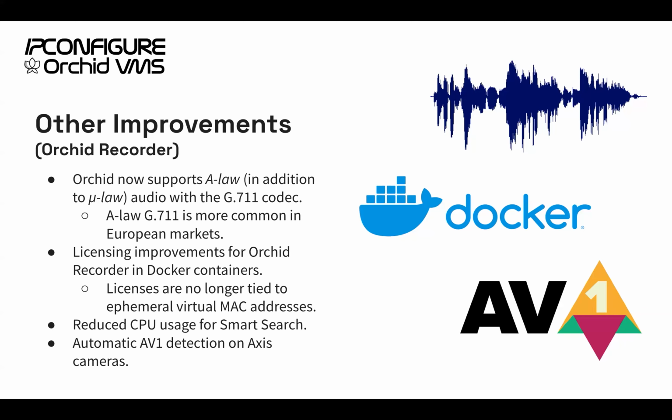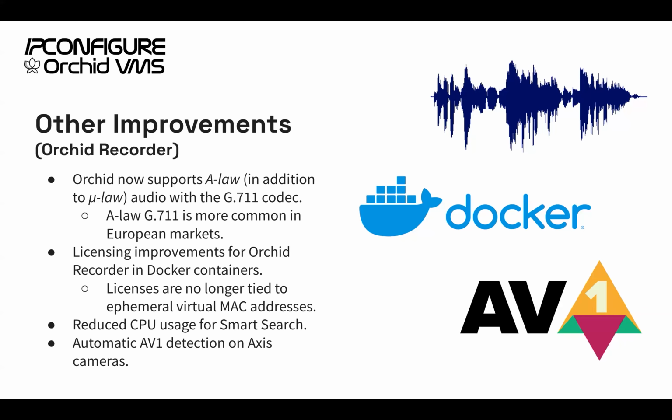In 25.6, we've also made some licensing improvements for Orchid recorders running in Docker containers. So Orchid has a licensing system where when you apply a license to Orchid, that license gets tied to the Orchid recorder server. And the licensing system in Orchid does that by looking at a number of variables that exist on the server, looks at things like hard drive serial numbers and MAC addresses, amongst other things, of network interfaces.